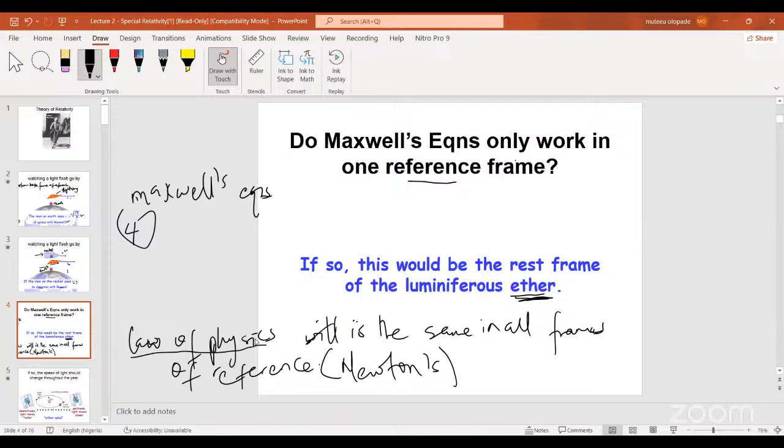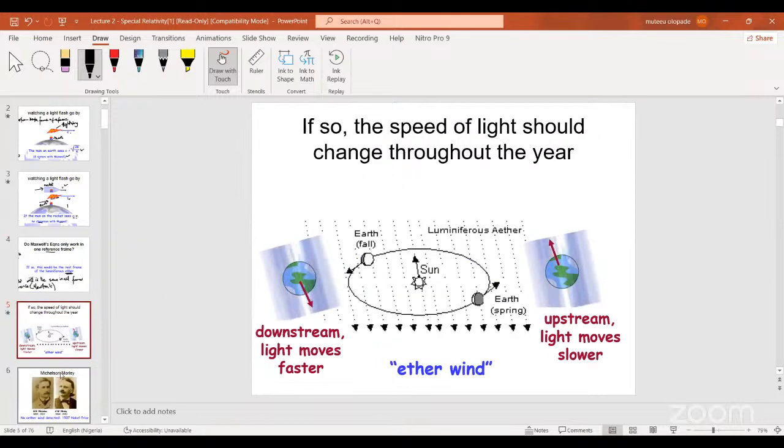The law of physics got to a level where it could not explain the Maxwell's equations of electromagnetic radiation. The principle that was established could not explain that. So if so, the speed of light should change throughout the year. That is the implication if it's not the same. And we all know as a standard that the speed of light is 3 × 10⁸ m/s. So if it's not going to be the same, that means the speed of light should change throughout the year. So that is the implication.